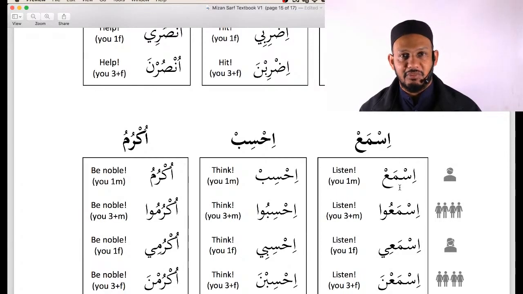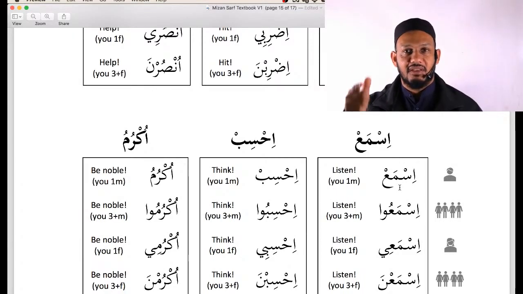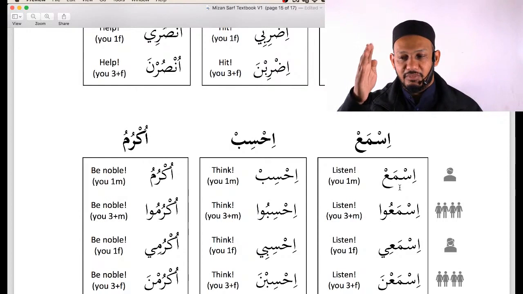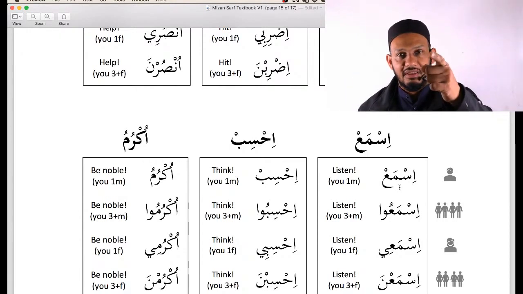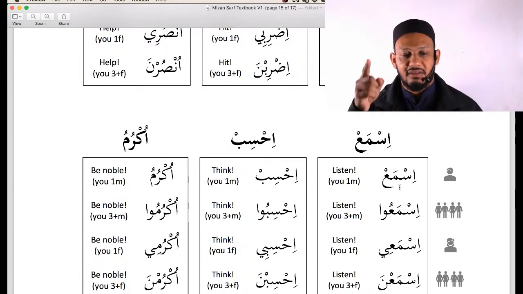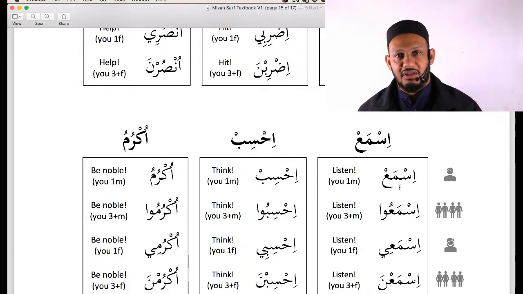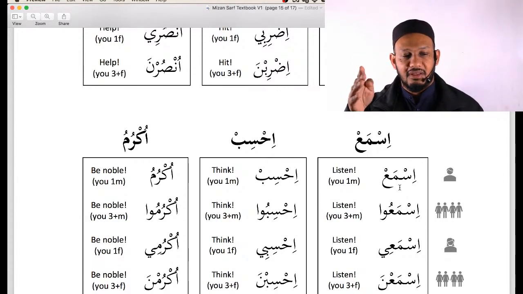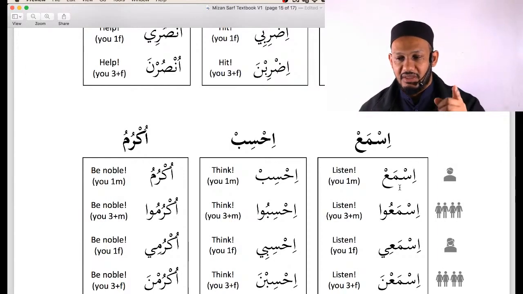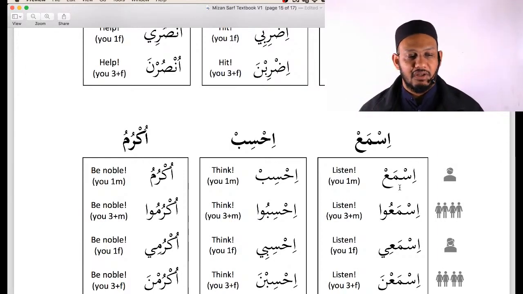Listen. Ihsib. Bismillah. Hasiba, yahsibu, ihsib. Ihsib. Ihsibu. Ihsibi. Ihsibna. Together. Last time. Ihsib. Ihsibu. Ihsibi. Ihsibna. And the last one is karuma.